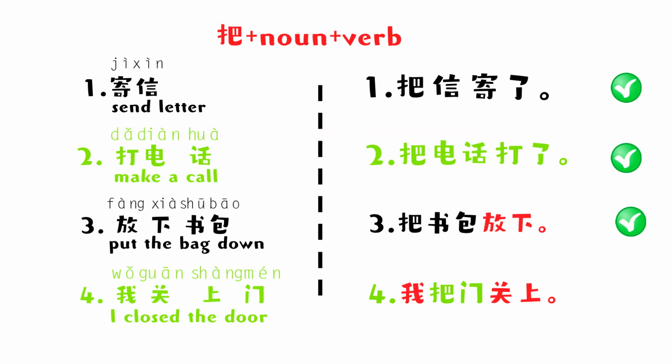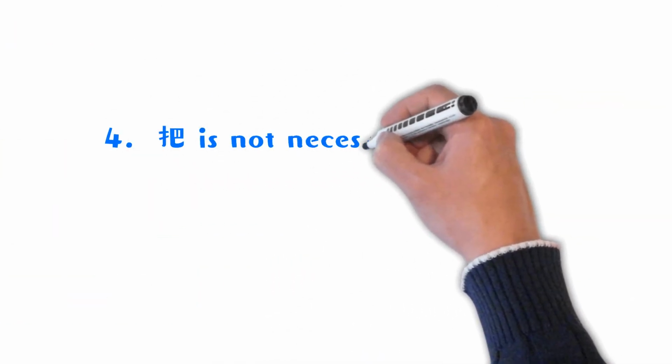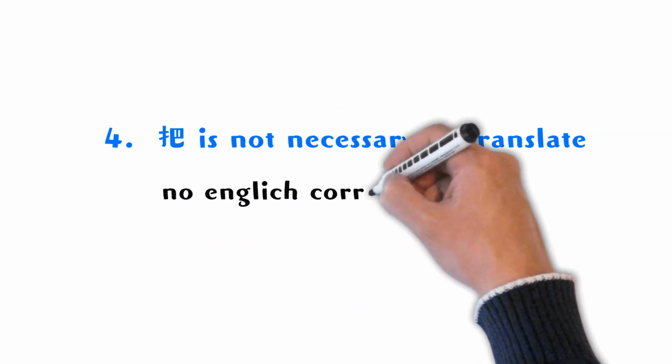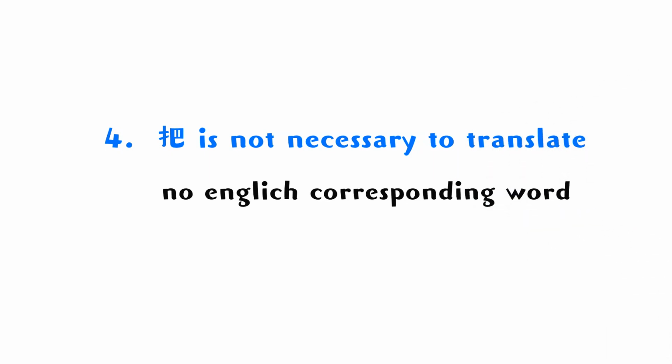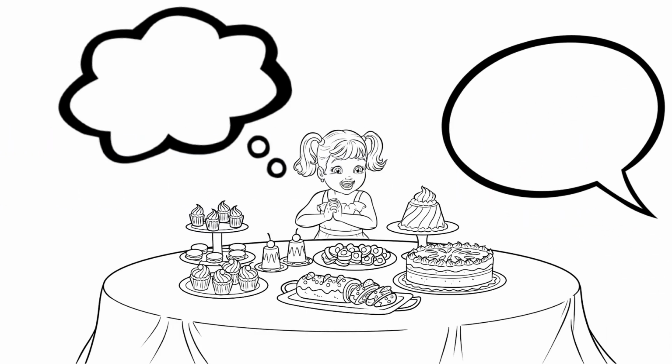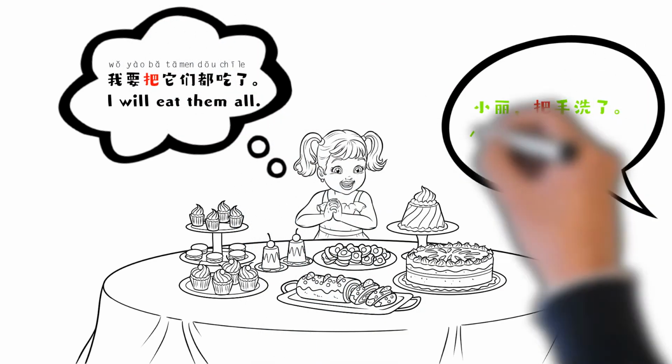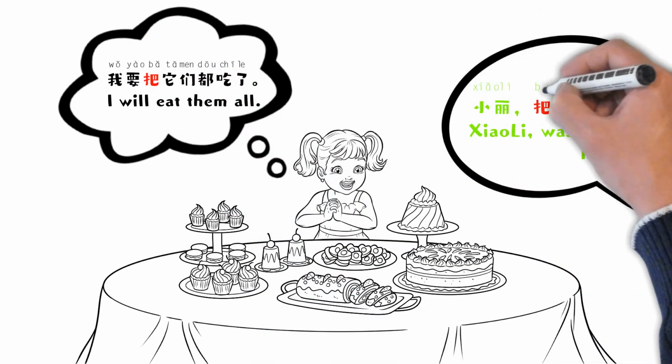The final point I want to mention here is that 把 is not necessary to translate. And actually, there is no English corresponding word to 把. Now I think you can better understand. At the very beginning picture, there are 2 把 sentences: 我要把它们都吃了 and 小丽把手洗了.